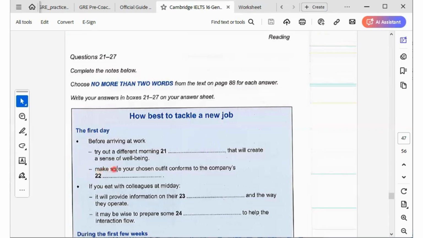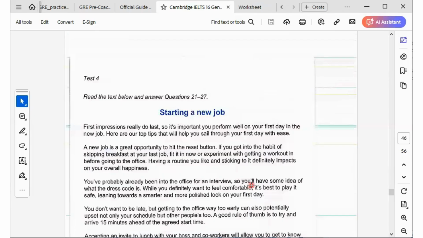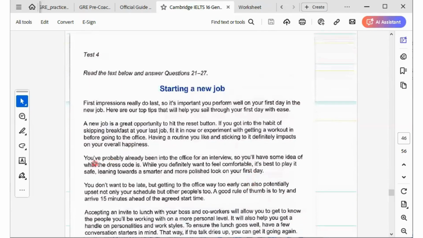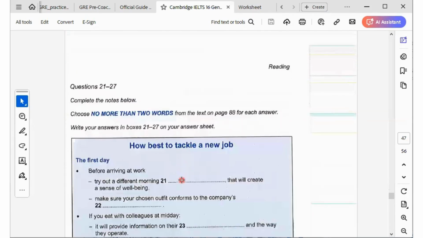Number 22 now. Make sure your chosen outfit conforms to the company's dash. Chosen outfits, company's dash, those are my keywords. So back to the passage. You have probably been to the office for an interview, so you have some idea of what the dress code is. Can you see? They are talking about our outfit here. While you definitely want to feel comfortable, it is best to play it safe by leaning towards a smarter and more polished look. Okay, back to the question.